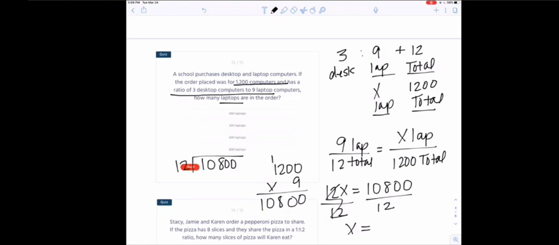So 12 can't go into 10, but how many times does 12 go into 108? 9 times. 12 times 9 is 108. 0. I'm going to bring down each 0. 12 goes into 0. X equals 900. So my answer is 900 laptops. And there it is. Awesome.